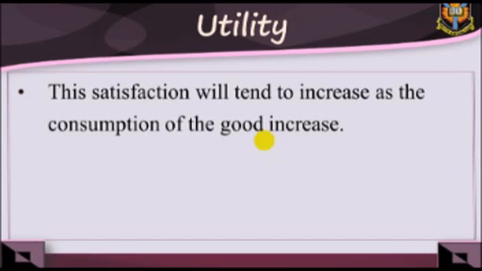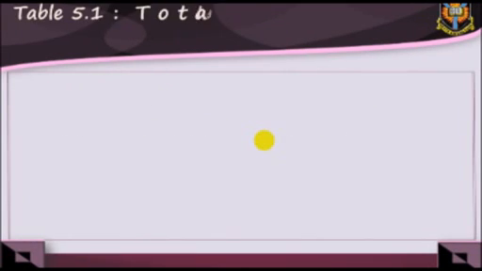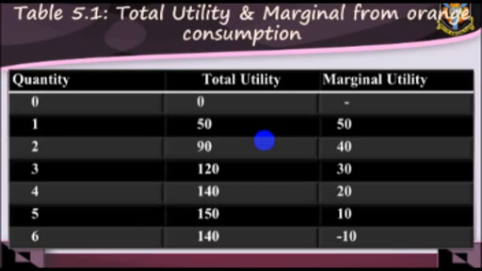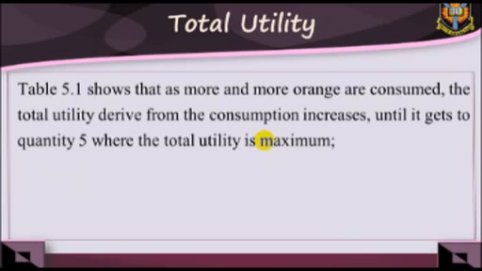Table 5.1 shows that as more and more oranges are consumed, the total utility derived from the consumption increases until it gets to quantity 5, where it is maximum. An additional consumption of orange leads to reduction in the total utility derived from the consumption.